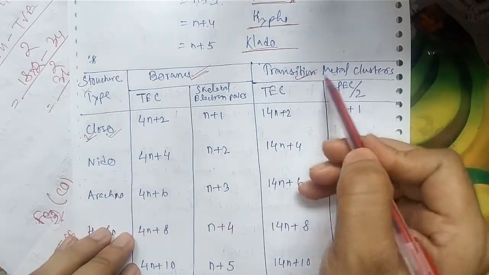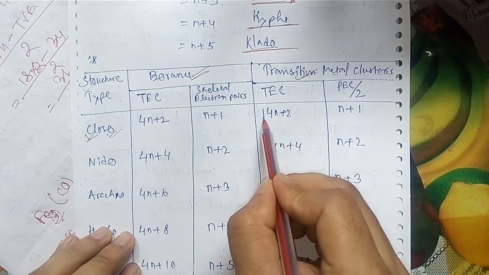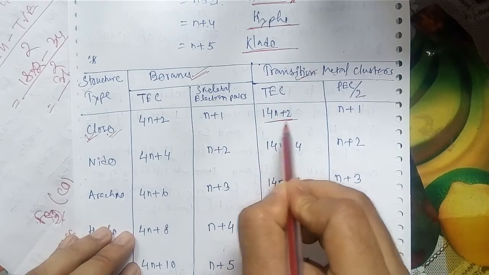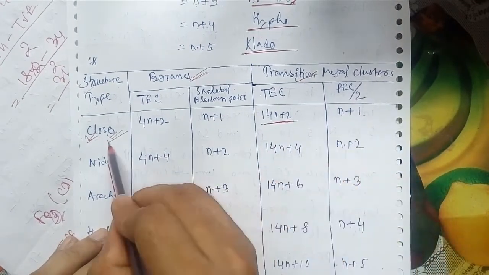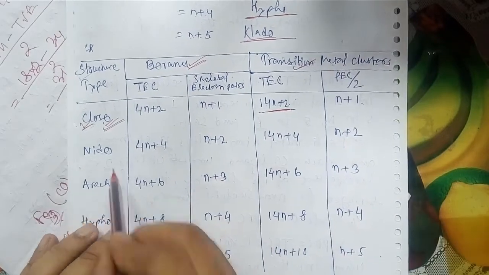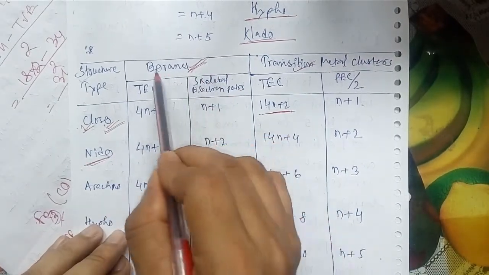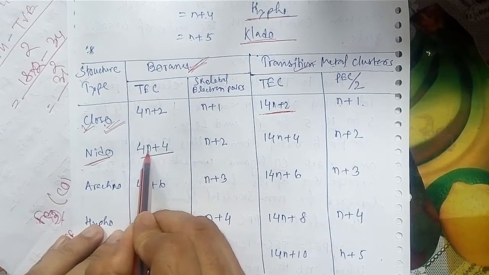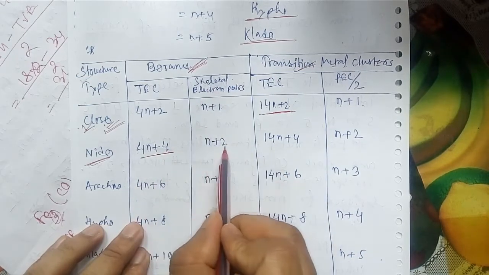For transition metal clusters, the total electron count 14n plus 2 means closo, and n plus 1 skeletal electron pairs is also closo. Now nido: what is the formula for boron? 4n plus 4, and skeletal electron pairs n plus 2.